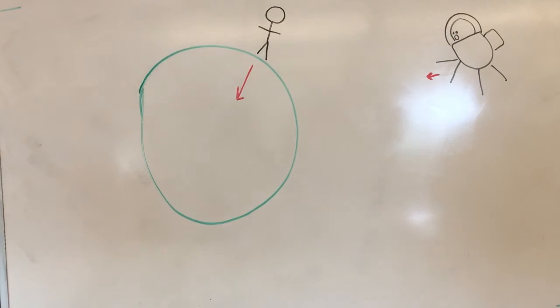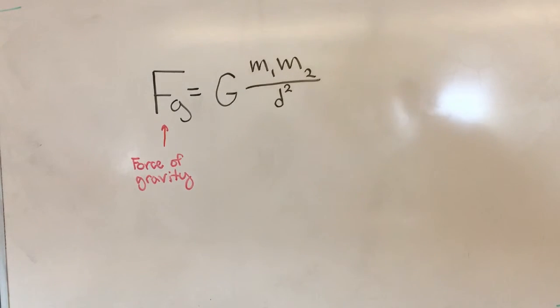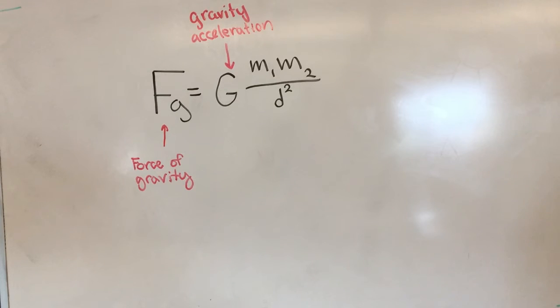The equation for finding the force of gravity between two objects is to multiply the acceleration of gravity, which is 9.8 meters per second squared, by the masses multiplied and divided by the distance squared. Since the distance is squared, it has a greater impact on gravity.